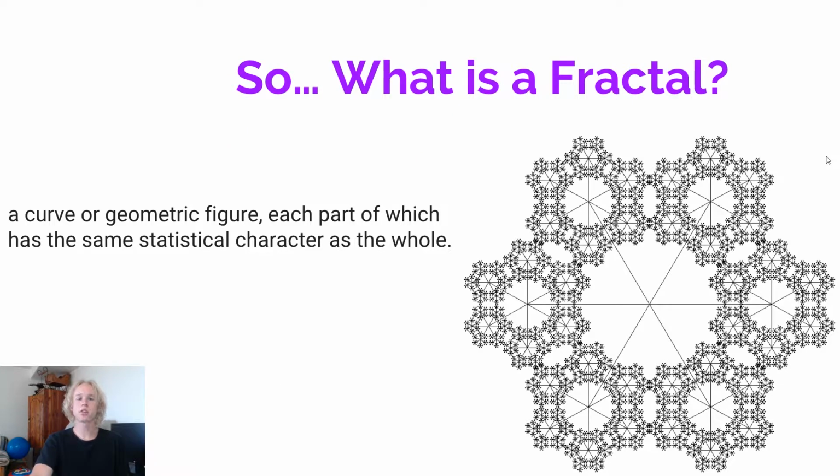So what is a fractal? A fractal is a curve or geometric figure, each part of which has the same statistical character as the whole. And what that means is, originally when fractals came about, a lot of the time they were first analyzed by looking at shorelines as well as snowflakes.